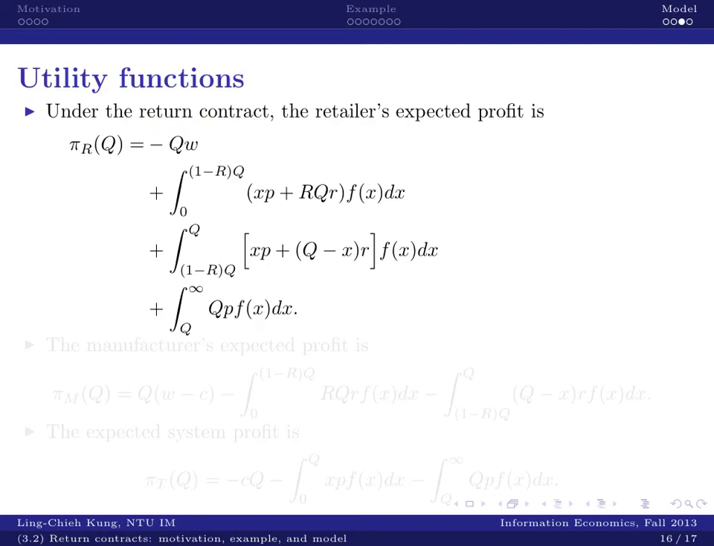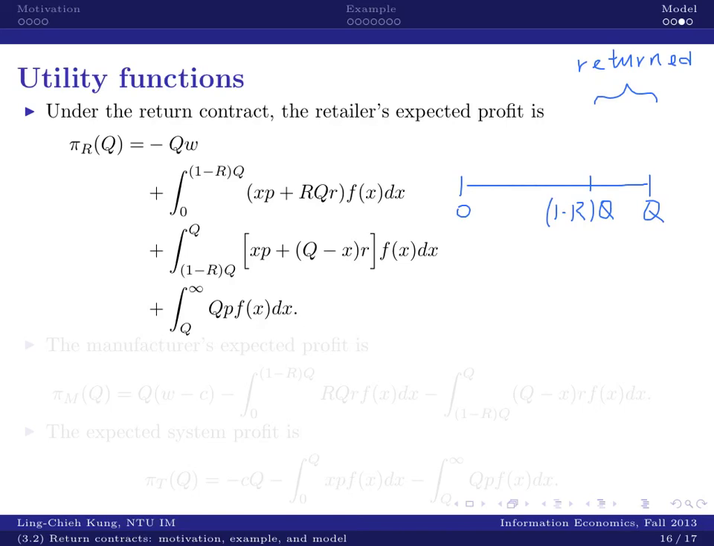For the first one, it's saying what you may get when the demand is below (1 minus R) times Q. So let's use a graph to denote that. Suppose as a retailer I order Q units, and I know there is a quantity (1 minus R) times Q. I know this because this part can be returned.